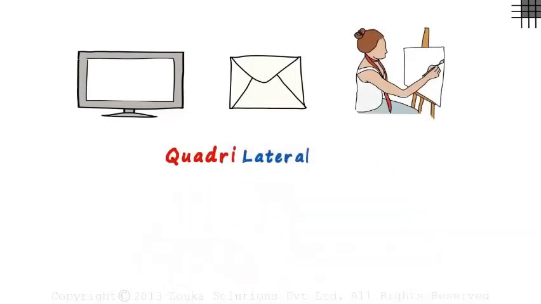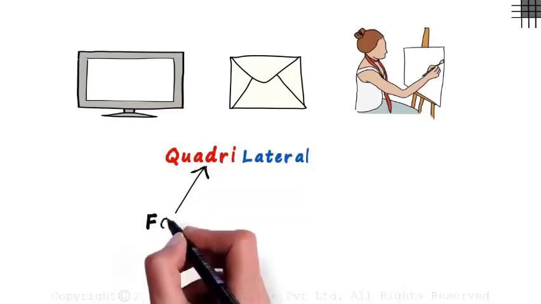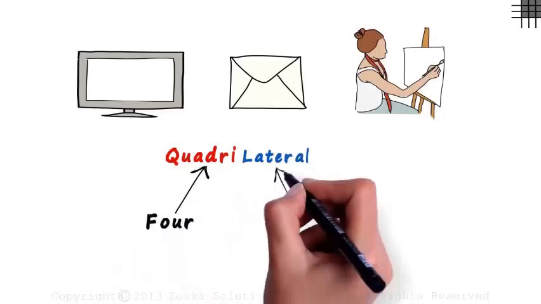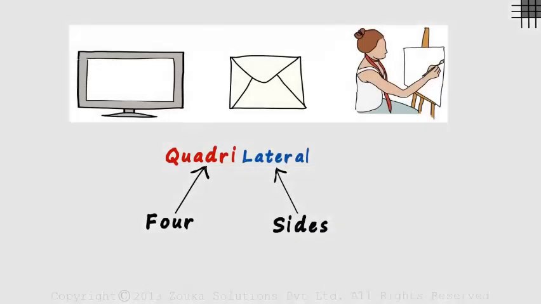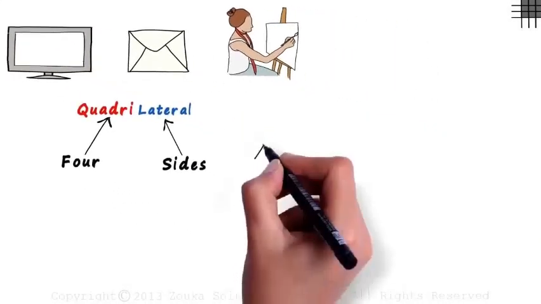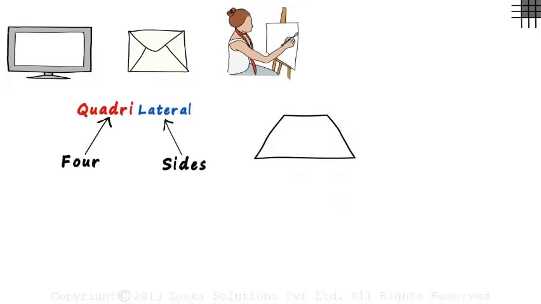Quadrilateral is one word, but you can see that this part is colored red and this part is colored blue. Quadri basically means 4 and lateral means sides. If you observe, all these things have 4 sides. This is an example of a quadrilateral.